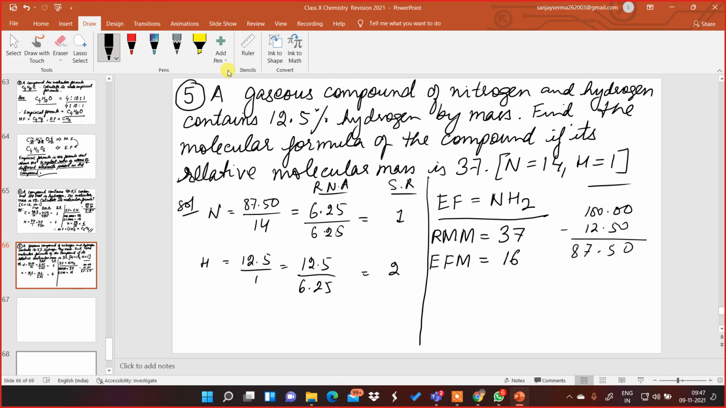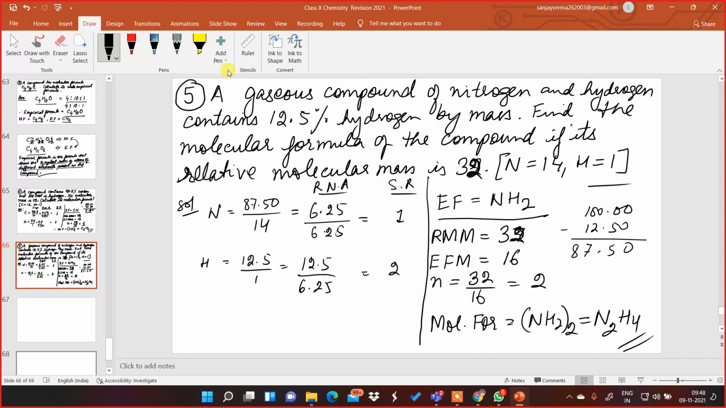So it cannot divide, no? Just a second, a slight mistake in the question. Relative molecular mass is not 37, it is 32. Here I made a mistake in the question. So n will be equal to 32 divided by 16, which is 2. Therefore, molecular formula is equal to NH2 outside the bracket 2, so it becomes N2H4.